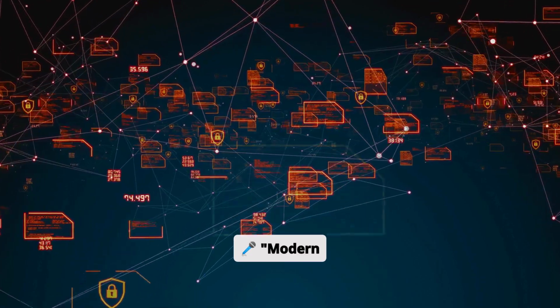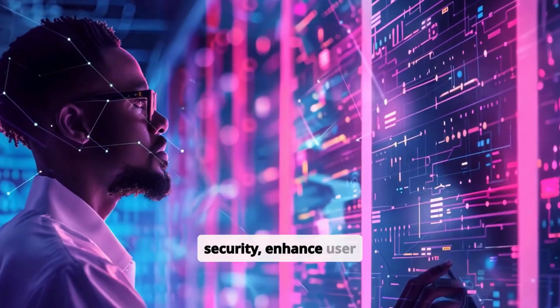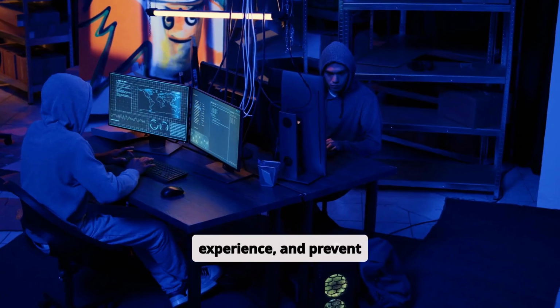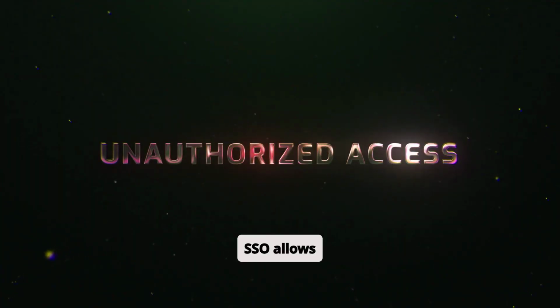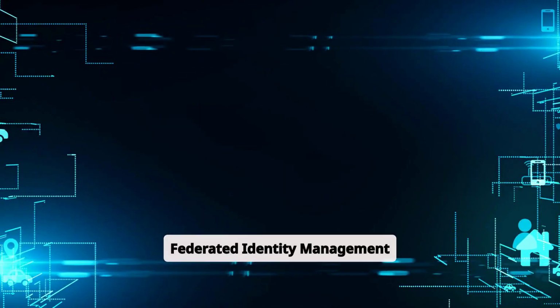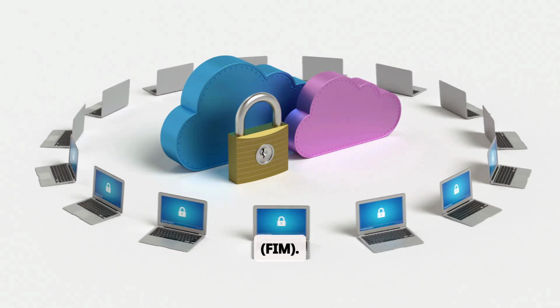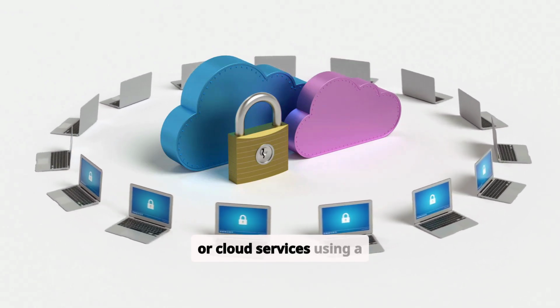Modern authentication systems use advanced technologies to improve security, enhance user experience, and prevent credential theft. First, Single Sign-On (SSO). SSO allows users to authenticate once and access multiple applications without needing to re-enter credentials. Second, Federated Identity Management. FIM enables authentication across multiple organizations or cloud services using a trusted identity provider.